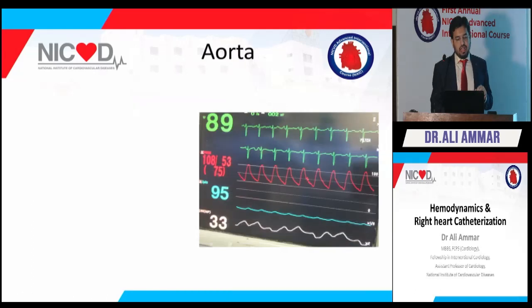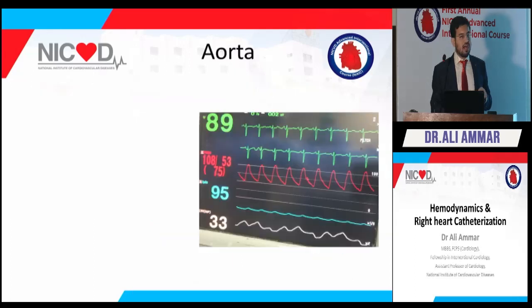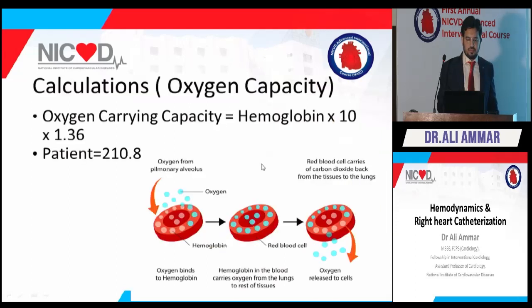So next, the aorta. In the aorta, we have to see the pressures from different sites: the ascending aorta, the descending aorta, and just from the femoral artery. With ECG, we have to correlate, because in the ascending aorta the pressure graph will be at a different timing than in the femoral artery. Now, the most important part that comes after it is the calculation.